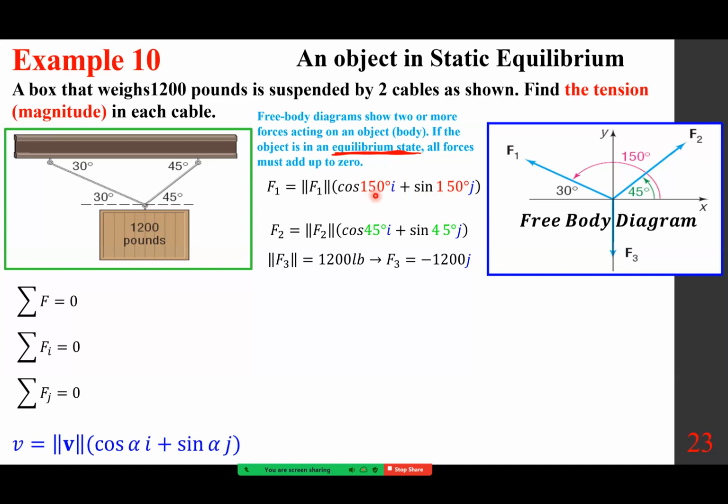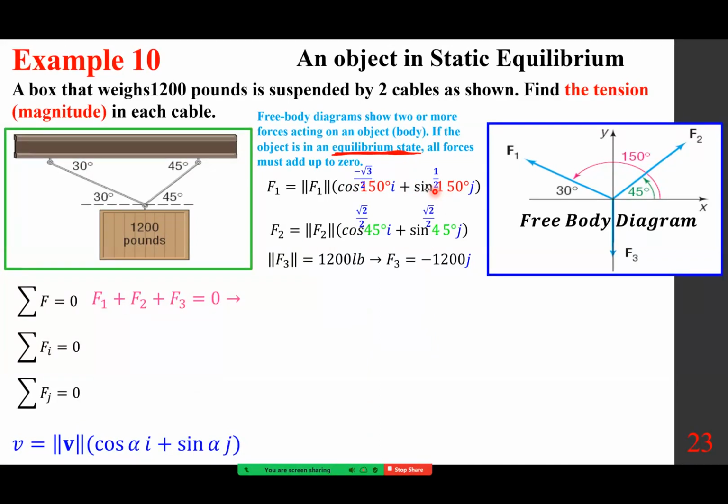And remember, 150, if you subtract it from 180, gives you 30 degrees. The reference angle is 30 degrees. In the second quadrant, cosine is negative. So minus square root of 3 over 2. But sine is positive, positive 1/2. So their sum is 0. Summation of F1 plus F2 plus F3 is 0. And this one, 45 degrees, sine and cosine are both square root of 2 over 2.